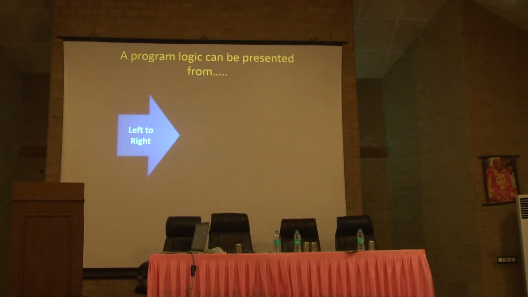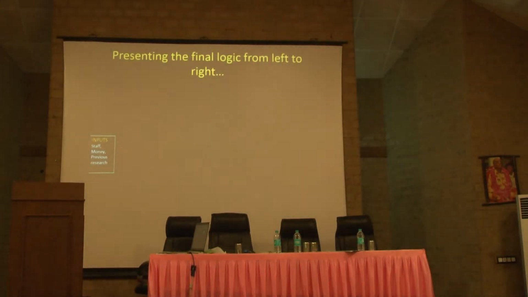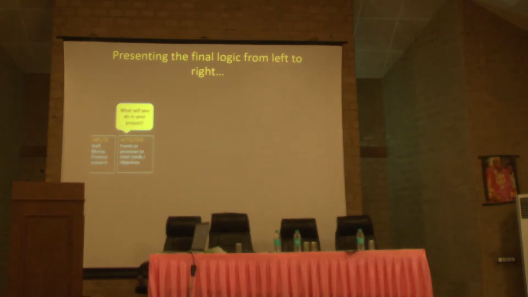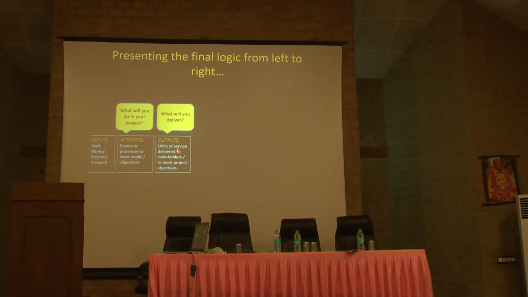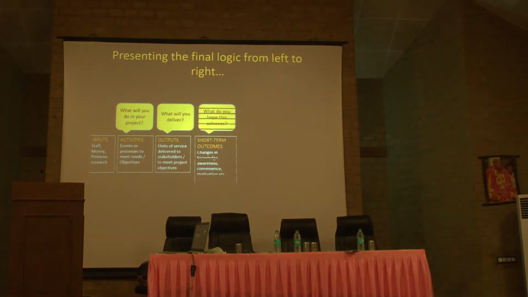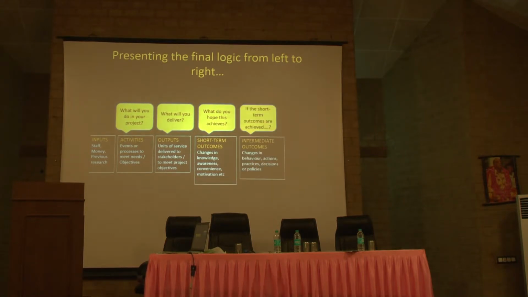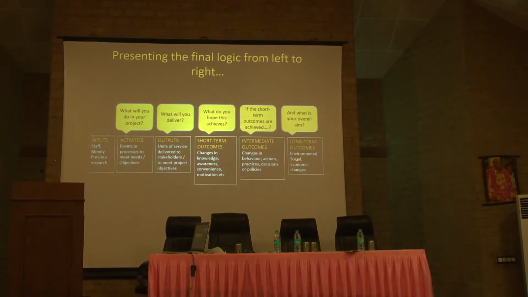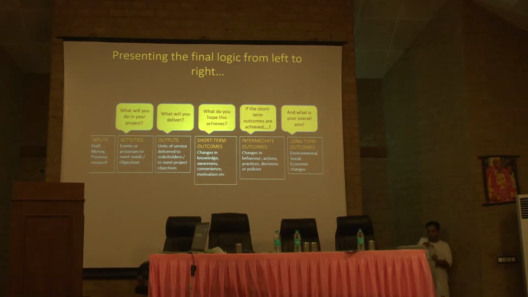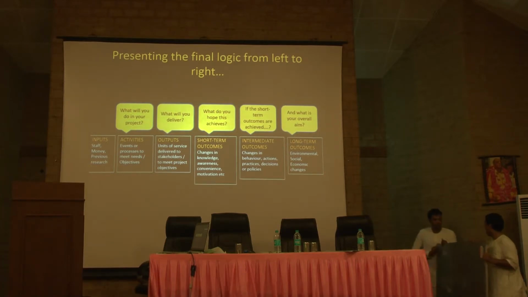So it can be from left to right or bottom up. For example, you have your inputs. What will you do? Your activities. What will you deliver? What do you hope this achieves? What are your short-term outcomes? What are your intermediate outcomes? If these are achieved, what happens next? And finally, what is your overall aim? So we're going to try to apply this a little bit. Let's see how far it goes when we talk about the youth programs.